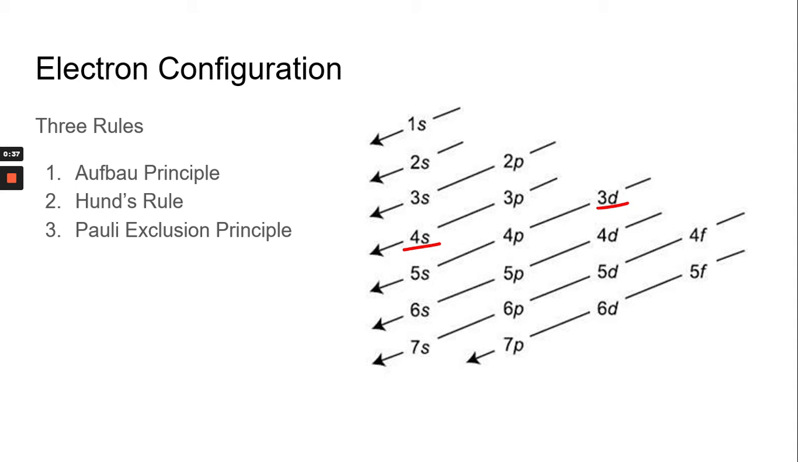Hund's rule: electrons fill one orbital at a time before they pair up. And then Pauli exclusion principle: two electrons in an orbital have opposite spin.